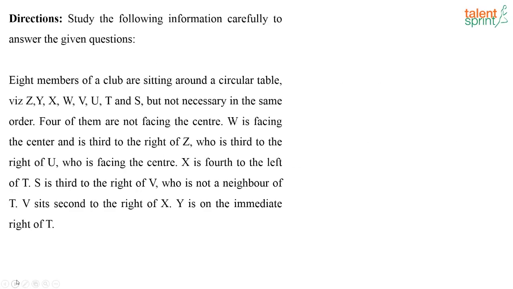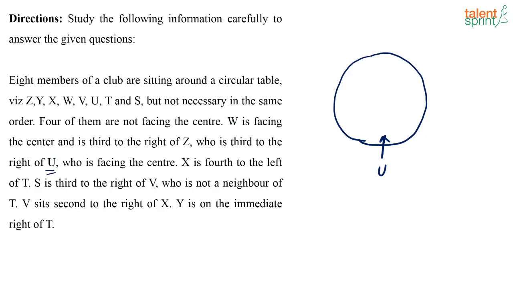So what is given here? 8 members of a club are sitting around a circular table. So that is your circular table. These are their names but not necessarily in the same order. 4 of them are not facing the center. W is facing the center and is third to the right of Z, who is third to the right of U, who is facing the center. So first I am going to fix U. U is facing the center. I am fixing U first because they have given that U is facing center. Based on that we can place W and Z, because for W and Z we don't know which direction they are facing. So that's why I started with U, because they have given which direction U is facing.